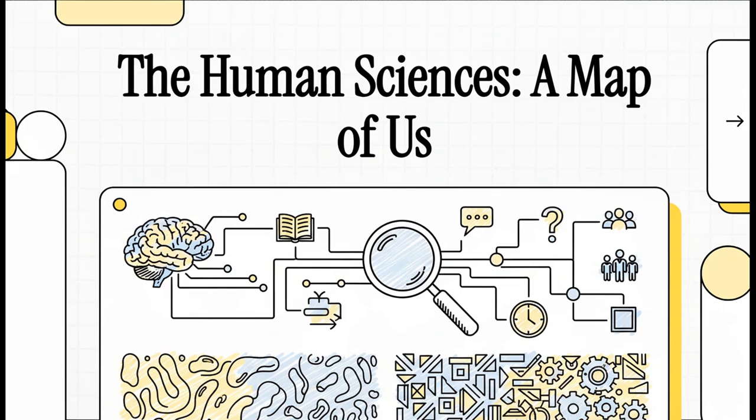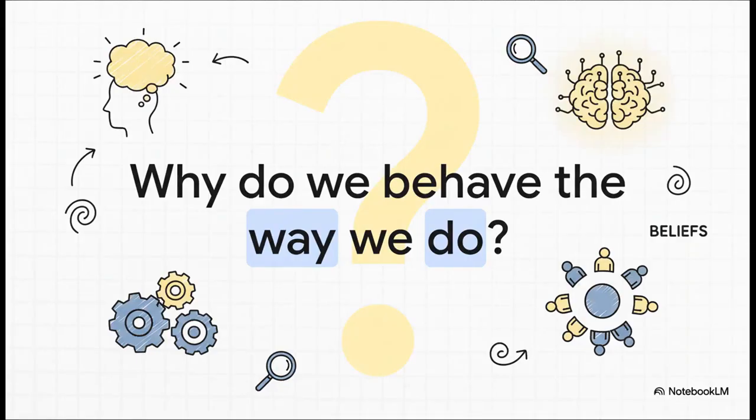Today we're diving into something pretty complex and fascinating, the human sciences. Think of it like this. We're trying to draw a map of the most confusing, challenging territory you can possibly imagine, which is, of course, us. So, where do we even begin? Well, it all kicks off with this massive question, right? Why do we behave the way we do? I mean, this is a question that's kept people up at night for centuries. It's really the core puzzle that the human sciences are trying to piece together.